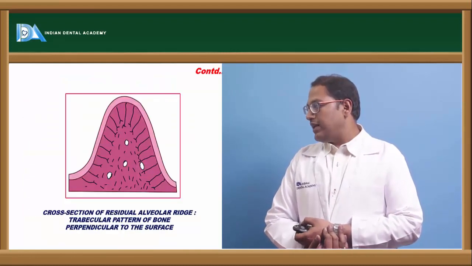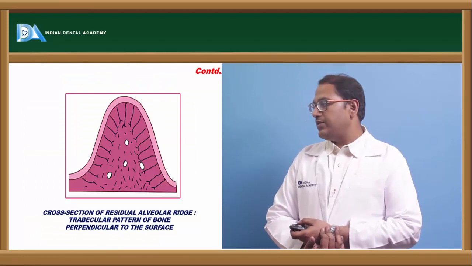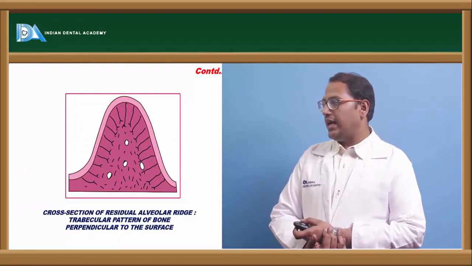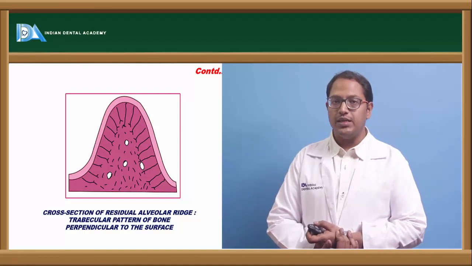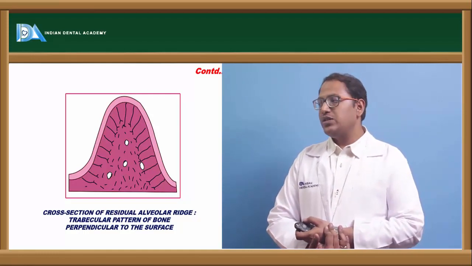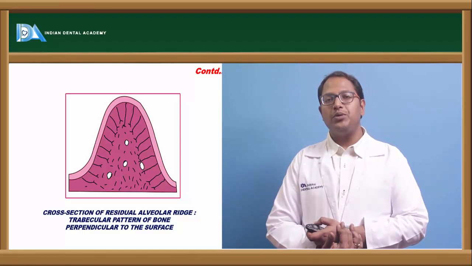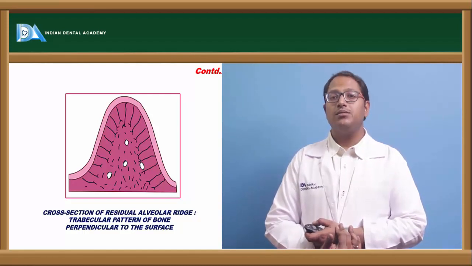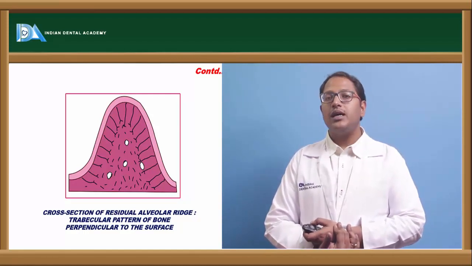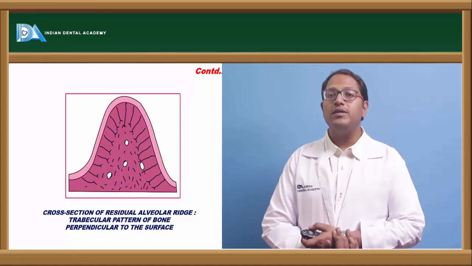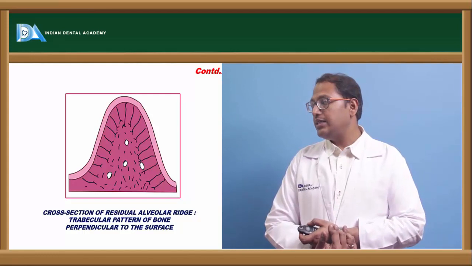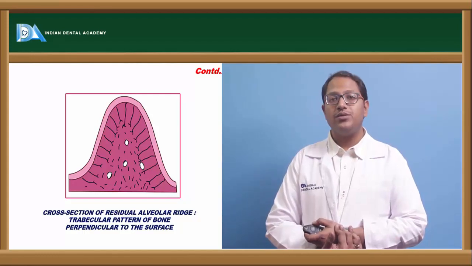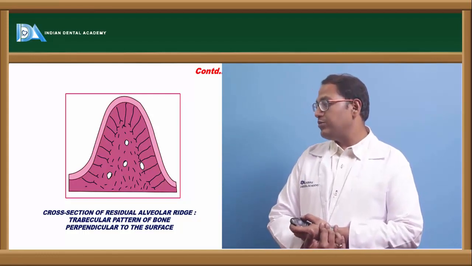Coming to the next part of the residual ridge, as we can see on the crest and on the sides, we have these loose areolar tissues, the mucosa. So once we have a denture on that, the mucosa is resilient, it can be movable. So our denture is not going to be supportively sticking over that particular place. So that is another reason why we do not take the side bone into consideration.